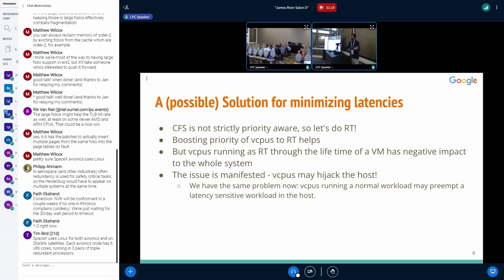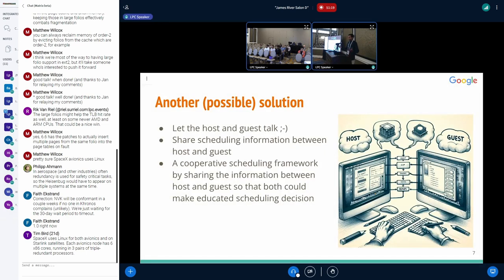Now we know the problem, so let's think about some solutions. Priority is the issue. It's not getting time to run. So let's boost it to RT. So we have vCPUs boosted to RT. vCPUs are happy. They get to run when they want to run, but now the problem is reversed. You have latency-sensitive applications in the host which want to run, and you have a normal task on the vCPU, but it's boosted to RT, so it preempts the host, and then you face latencies on the host. Not ideal.